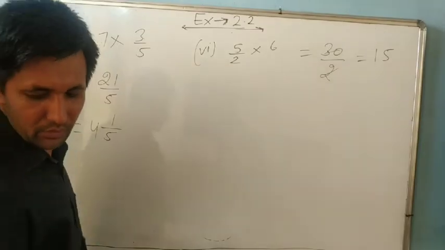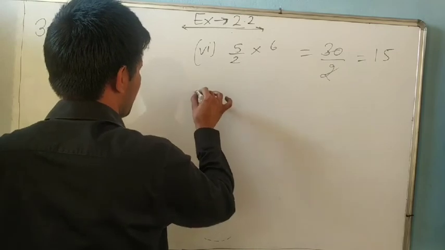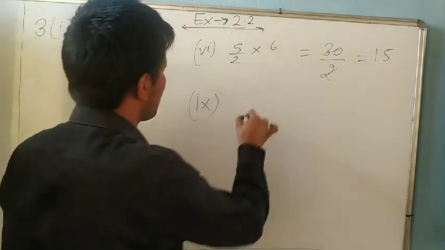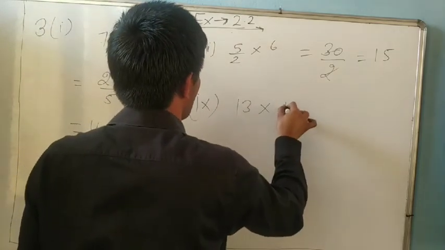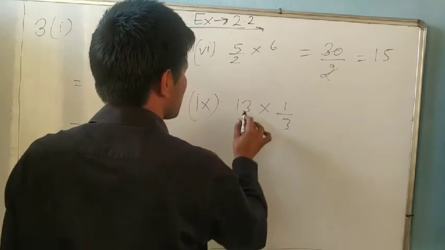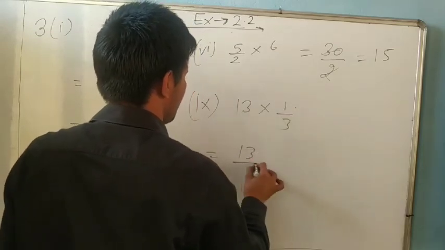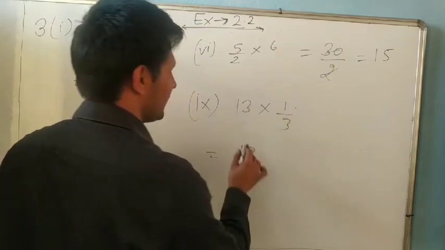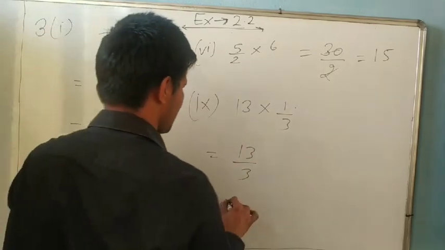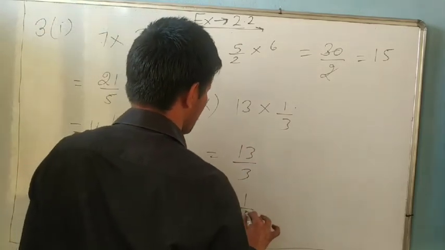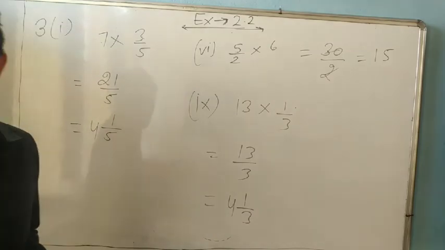One more, the ninth part. The rest of the parts, do yourself. It is very simple. 13 multiply 1 upon 3. So 13 into 1, 13 divided by 3. Write it in mixed fraction, 4 1 upon 3. It is your answer.